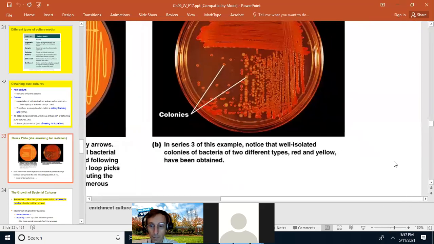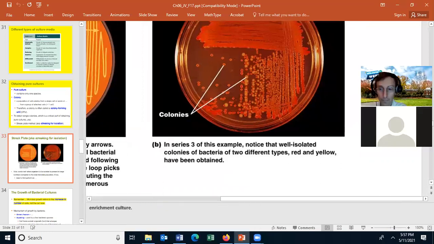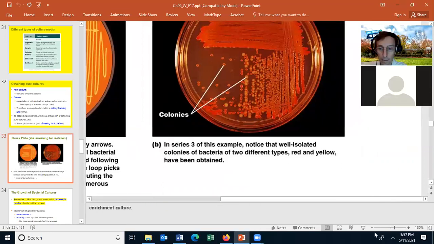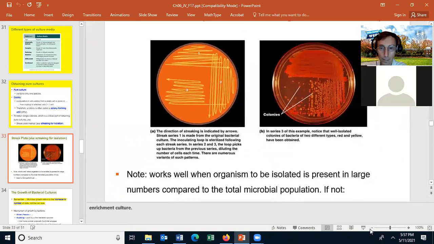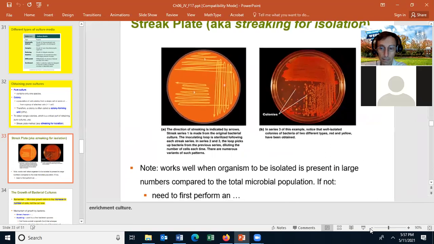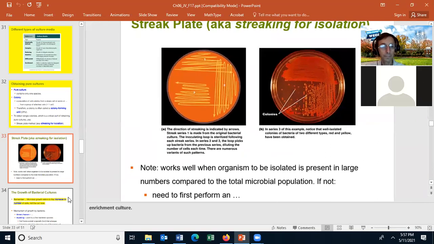All right, let me move that up a little, shrink the size of that. About there. All right.